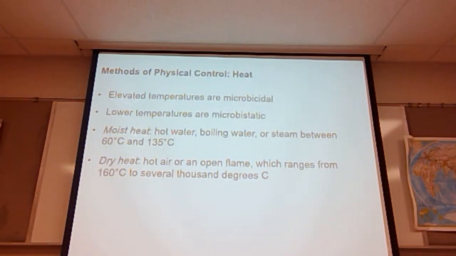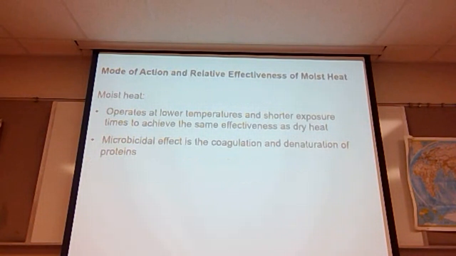A moist heat, such as hot water, boiling water, or steam, anything between 60 degrees Celsius and 135 degrees Celsius, are effective antimicrobial agents. A dry heat, such as hot air or an open flame. A flame can range from 160 degrees with hot air to several thousand degrees using an open flame. But moist heat versus dry heat: moist heat uses lower temperatures and shorter exposure times to achieve the same effects as dry heat.